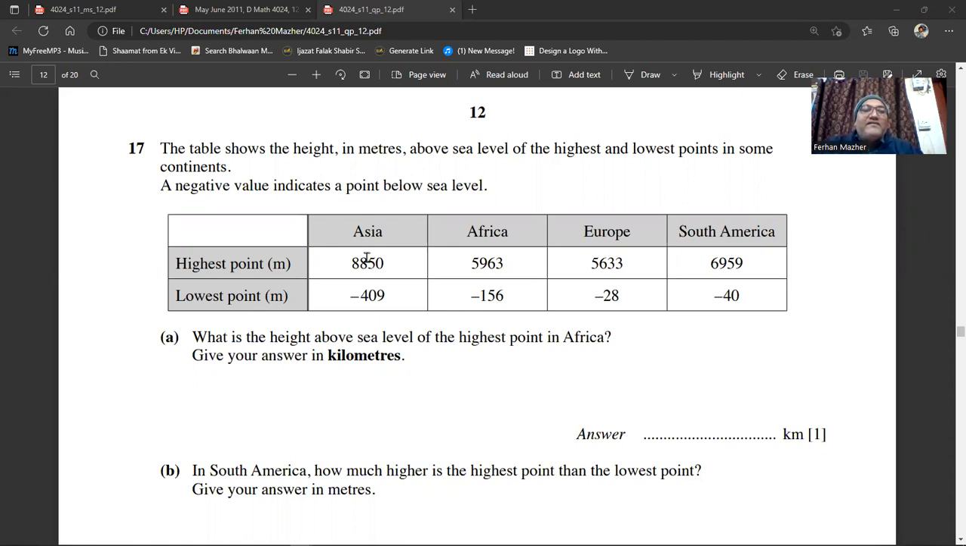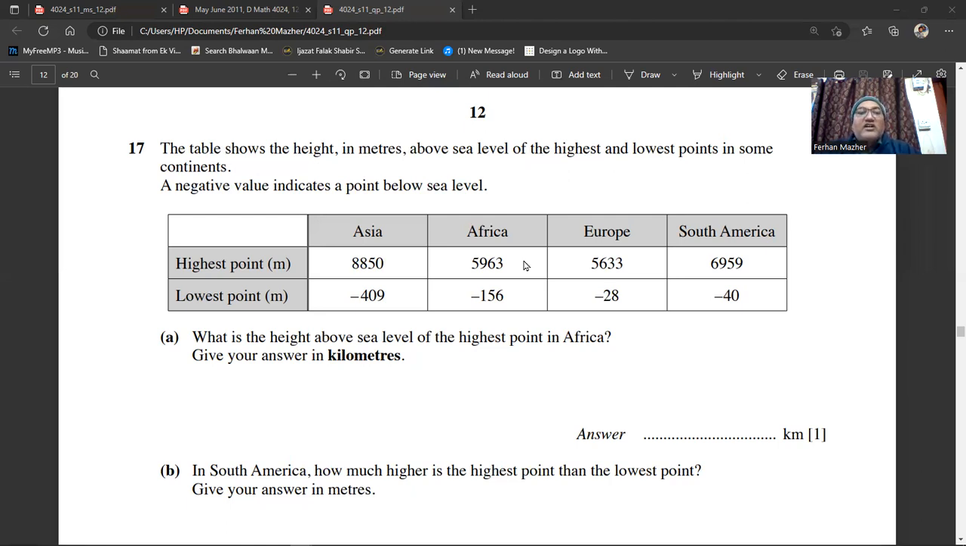So here we have the area. Asia's highest point is 8,850 and the lowest point is minus 409. Africa is 5963, and that's the highest point. The lowest point is minus 156. Europe, 5633 and the lowest point is minus 28. South America, that is 6959 and the lowest point is minus 40.